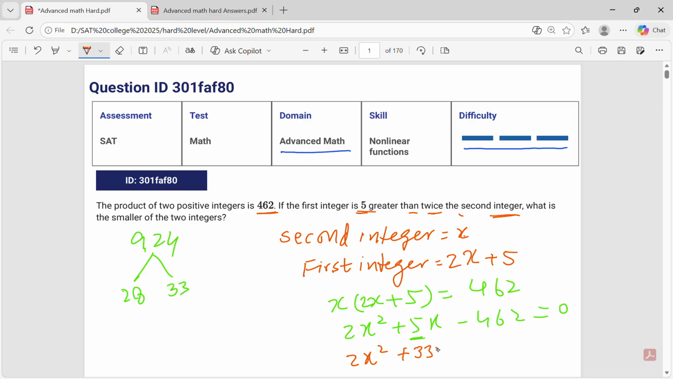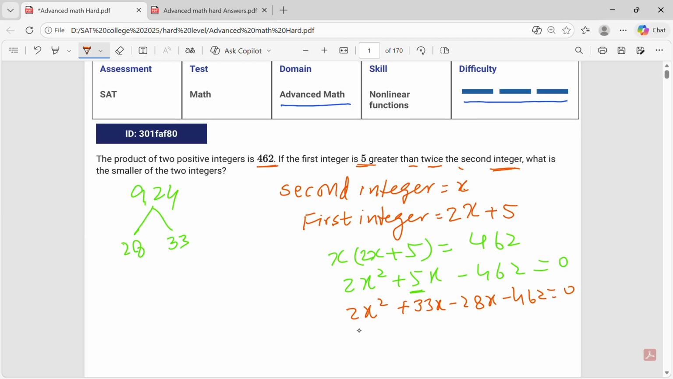So now we can write it as 2x squared plus 33x. We have to make sure that the difference is positive 5x, so that's why we will write 33x minus 28x minus 462 is equal to 0. Now if you factorize it, factor out x, so it would be x times (2x plus 33), and if you factor out 14, so this would be 2x plus 33. So it will be (2x plus 33) times (x minus 14).